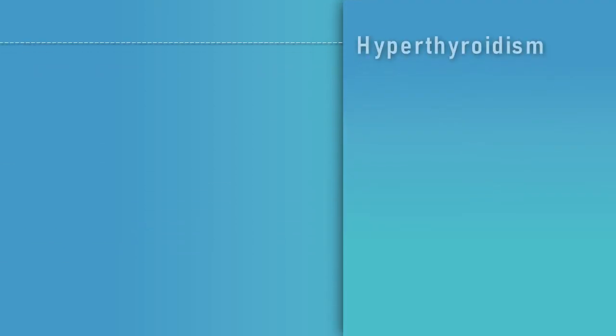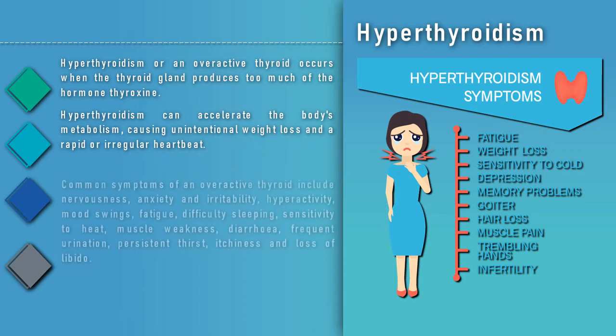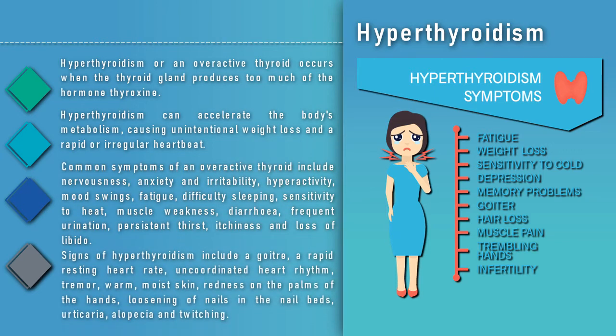Let's now examine hyperthyroidism. Hyperthyroidism, or an overactive thyroid, occurs when the thyroid gland produces too much of the hormone thyroxine. Hyperthyroidism can accelerate the body's metabolism, causing unintentional weight loss and a rapid or irregular heartbeat.